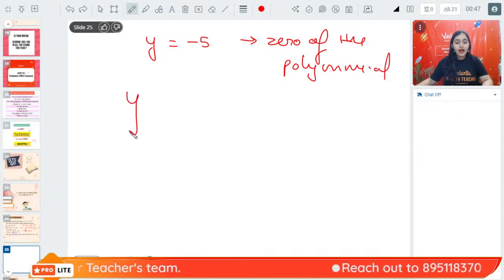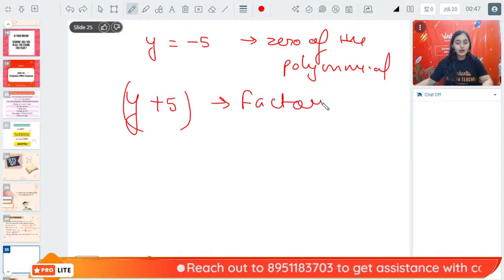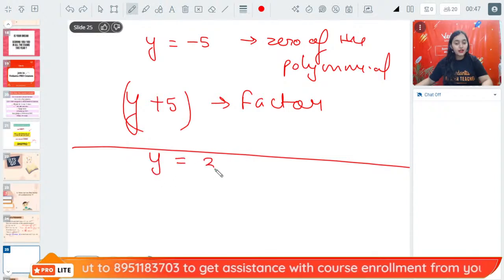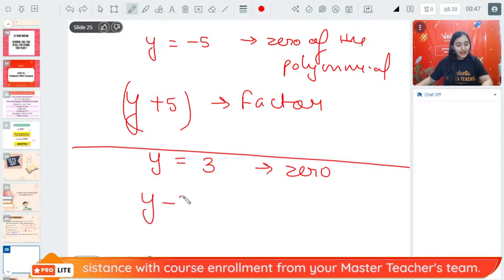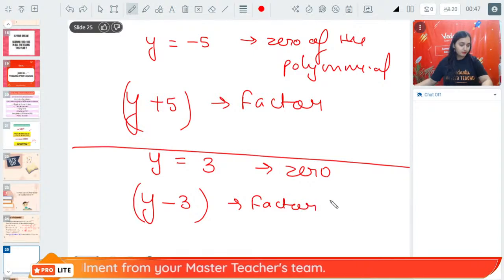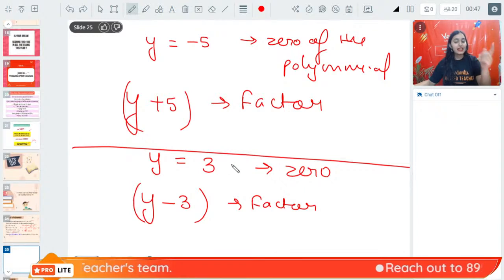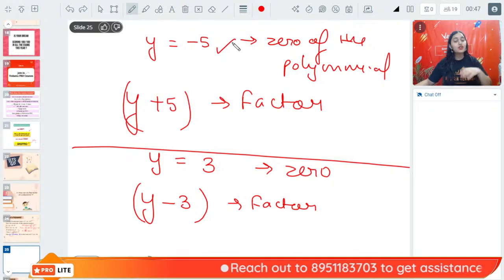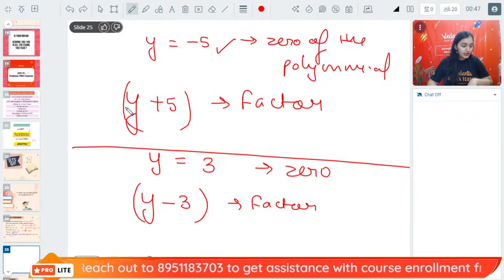Then y plus 5 will be the factor of the polynomial. Understood? Similarly, if y is equal to 3 is a 0 of the polynomial, then y minus 3 will be a factor of the polynomial. Understood? So if plus 3 is the 0, y minus 3 will be the factor. If y is equal to minus 5 is the 0, then y plus 5 will be the factor of the polynomial. Okay, understood?